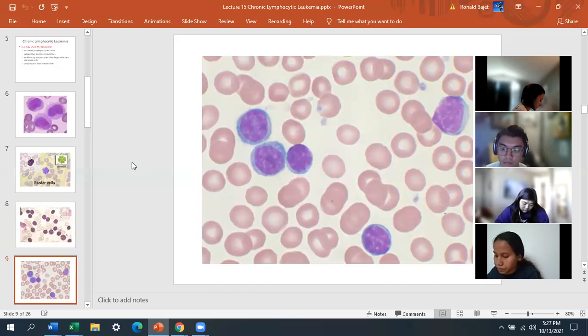Again, more lymphocytes. I don't see any other cells in another cell line. I don't see any neutrophils. I don't see any monocytes. So this is probably a chronic lymphocytic leukemia. So if you see mainly lymphocytes and it's a high white count, it's probably going to be CLL.